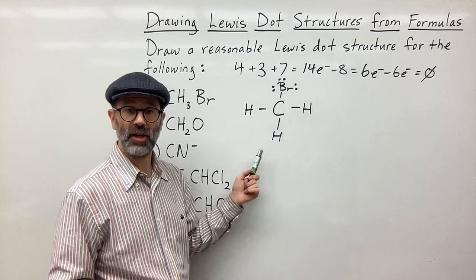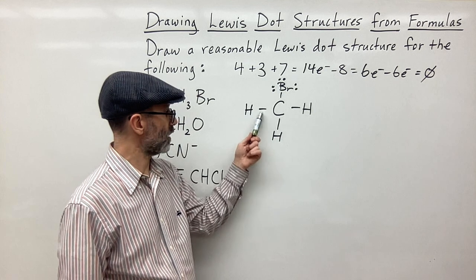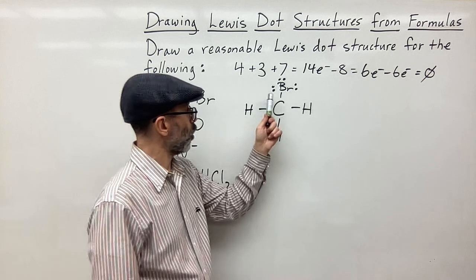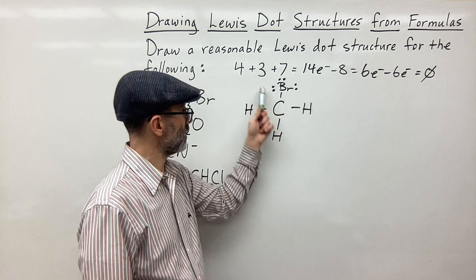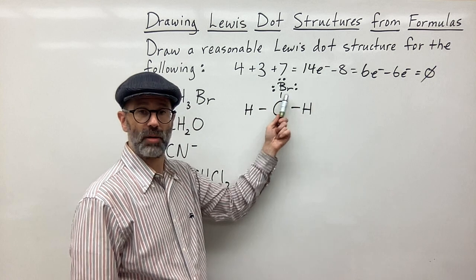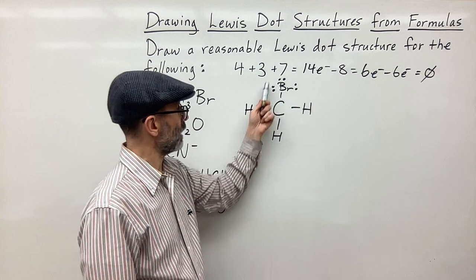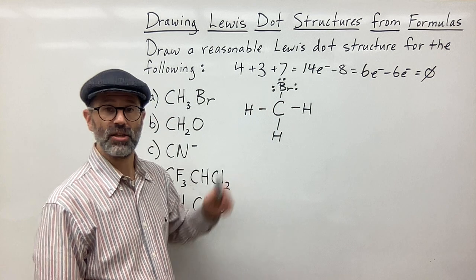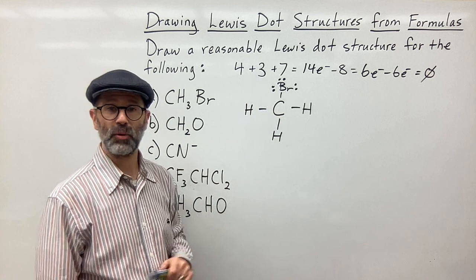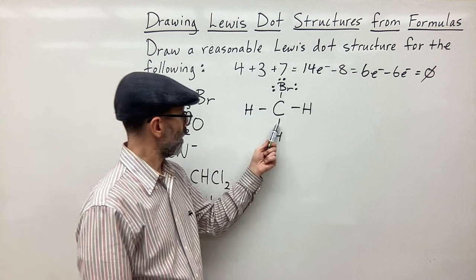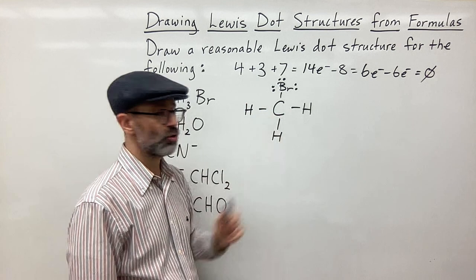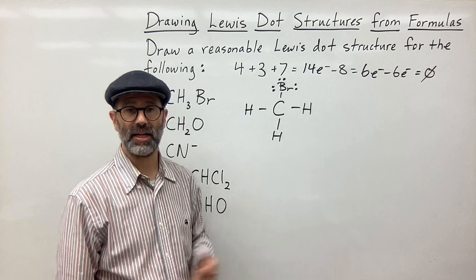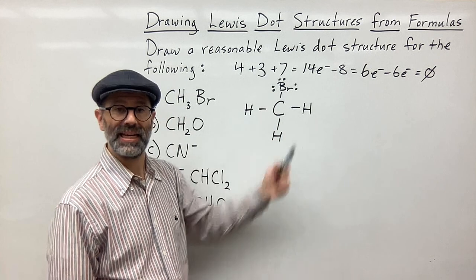Hydrogens, again, we said that they were happy with only 2 electrons. They were happy with their single bond, so they're good. Bromine, we said, has an octet because it has 1 bond, which is 2 electrons, and 3 lone pairs, which is 6. So 6 plus 2 is 8. So bromine is happy with 8. And then carbon has 4 bonds, 2 electrons per bond. That's 8 electrons. That's your octet. So carbon has an octet. So everyone is happy in this structure.